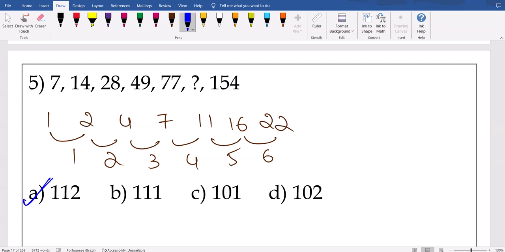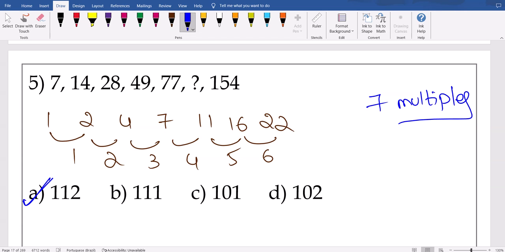And as mentioned, it should be divisible by 7. All are 7 multiples. Or check the option which is divisible by 7. In fact, only one option available there which is divisible by 7, that is 112 only. No other options are divisible by 7.